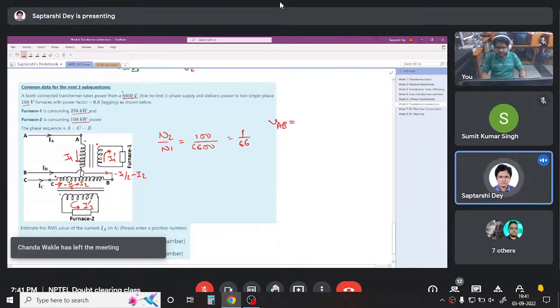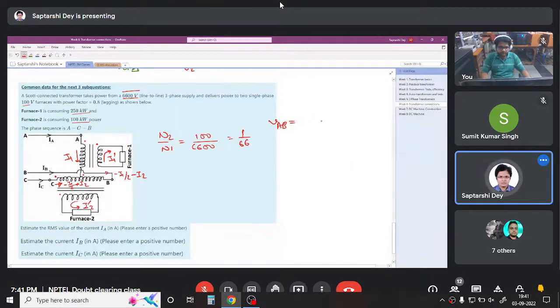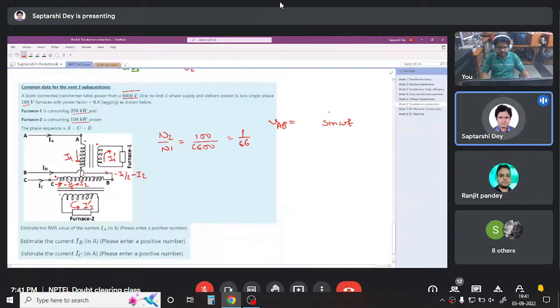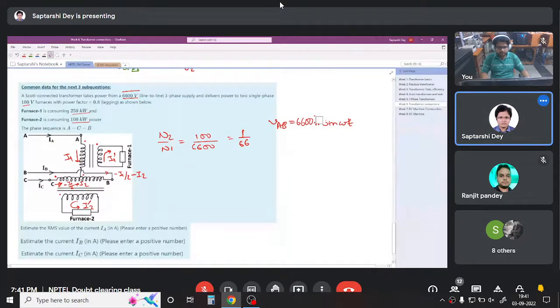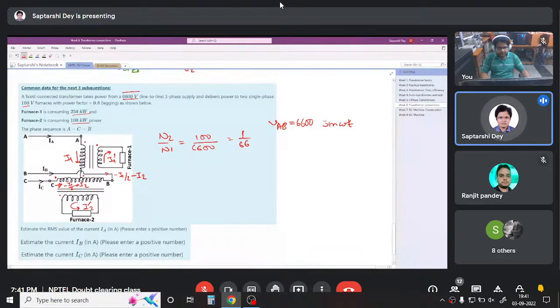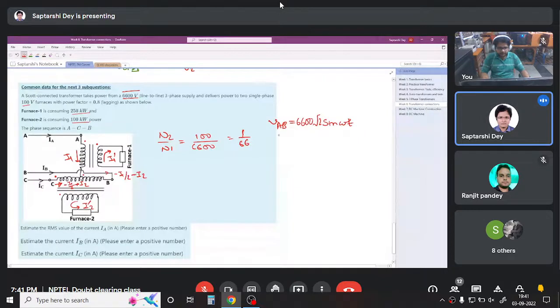Some voltage 6.6 kV is given. What will be its magnitude? VAB is something sine omega t. How much sine omega t? I am taking VAB as my reference. It will be 6.6 k root 3. Sorry, root 2. Line voltage is given. Since I am writing equations in this fashion, I have to write the peak value. So VAB is this.